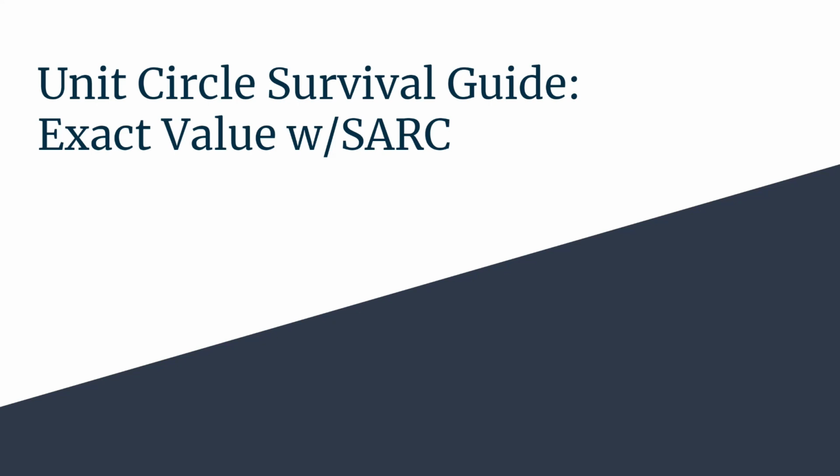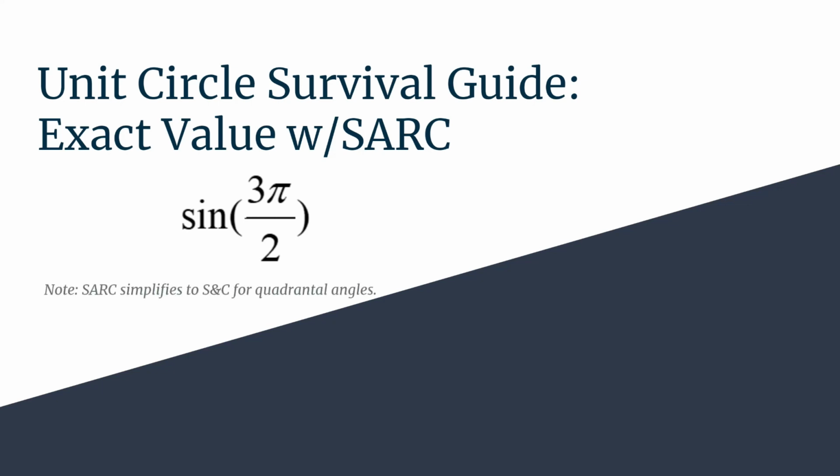Today we're going to look at how to find the exact value of the sine of 3 pi over 2 using the S.A.R.C method. And since this angle is a quadrantal, which just means that its terminal side falls on an axis, we will simplify the S.A.R.C method. We'll be able to eliminate several steps and just apply S and C. So let's get into that.